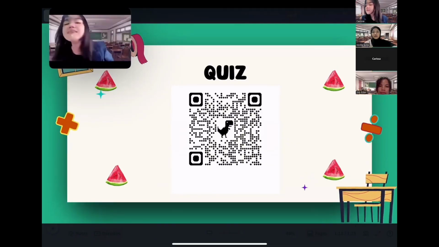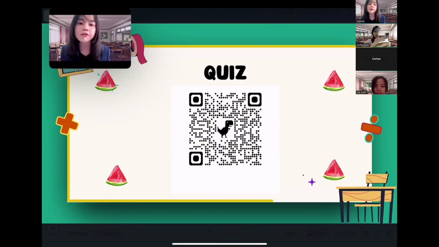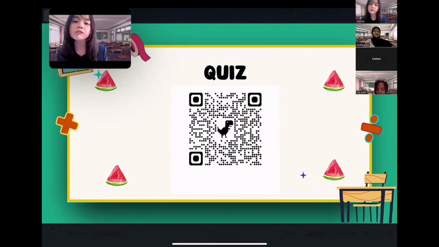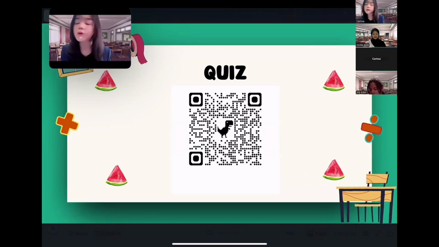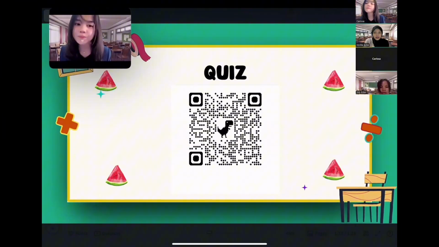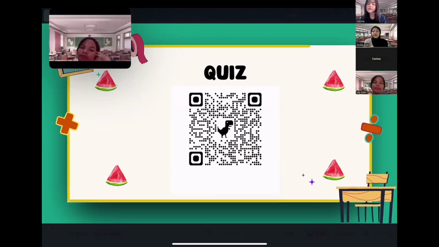All right, so I'd like for you to open your device and scan the QR code that I have for you right here. I have 10 questions, 10 story-based fraction problems. And by the end of the quiz, you may share with all of us your score. All right, everyone understand? Yes, Miss. All right, you may take your quiz now. Good luck, everyone.